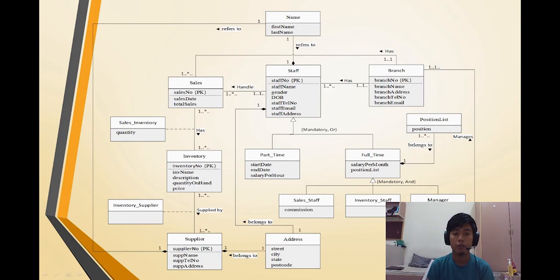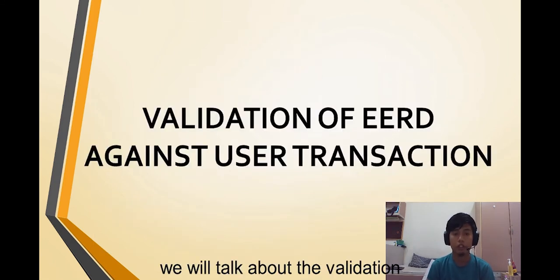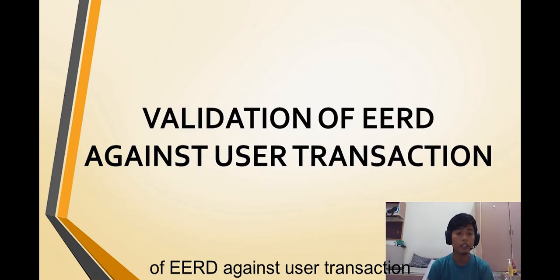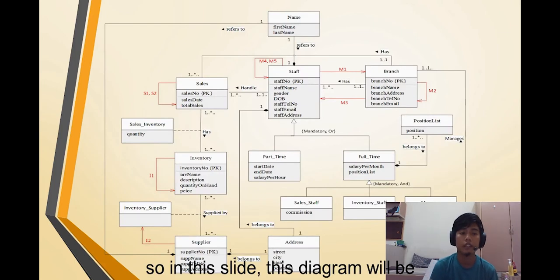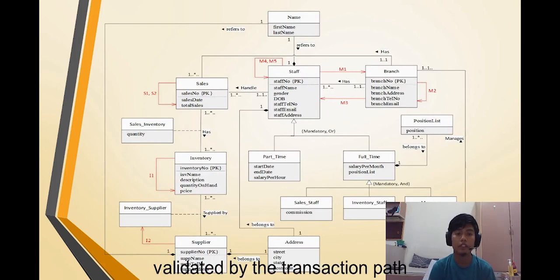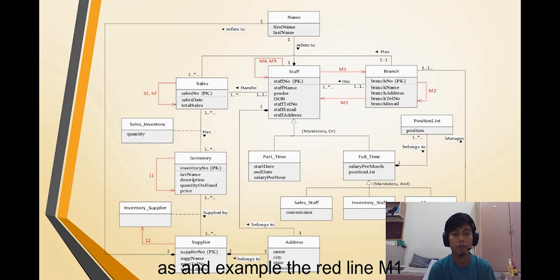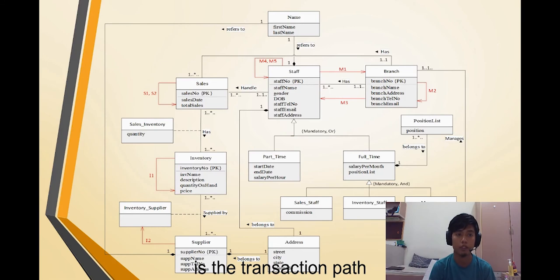Okay, so we go to our next slide. We will talk about the validation of EERD against the user transaction. In this slide, this diagram will be validated by the transaction path. As an example, the red line M1 is the transaction path.